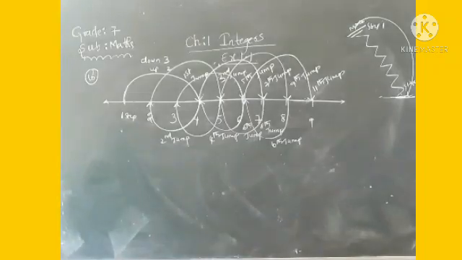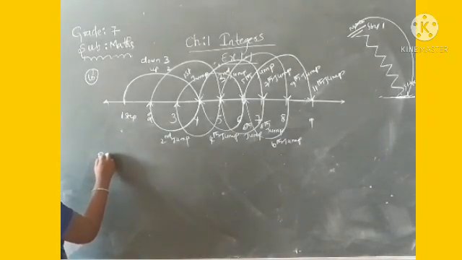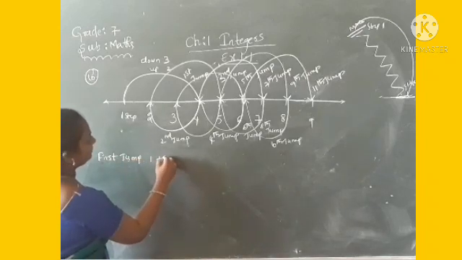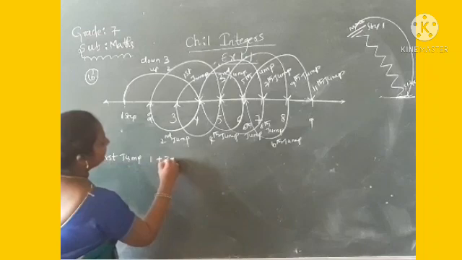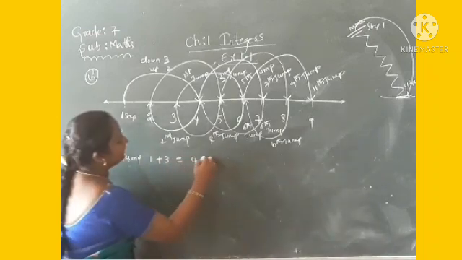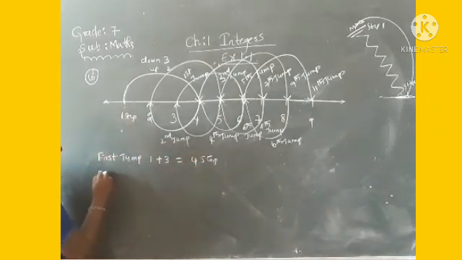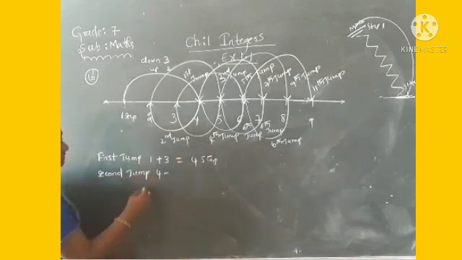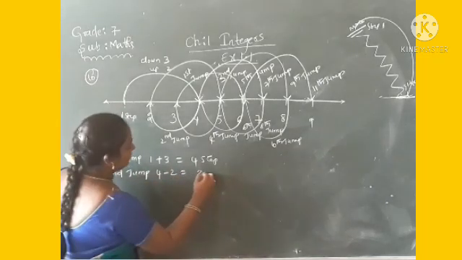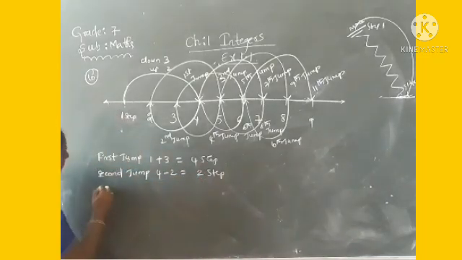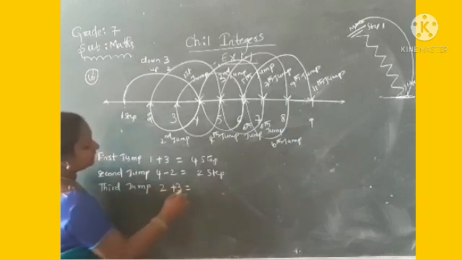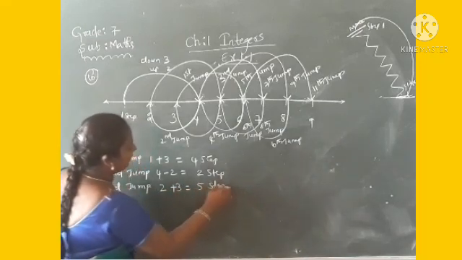So let us write everything here. That is the first jump: 1 plus 3 steps is equal to 4. So it will reach step 4. In the second jump, from 4, 2 steps up means the second step. Similarly, third jump, again from step 2, 3 steps, it will reach step 5.